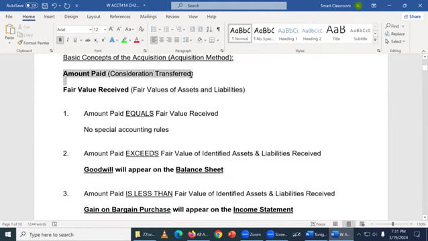Okay. Amount paid is what you gave them, and fair value received is what you got for it.